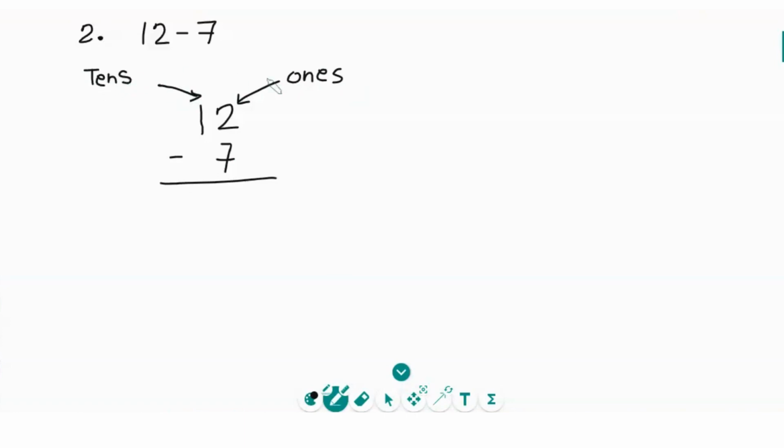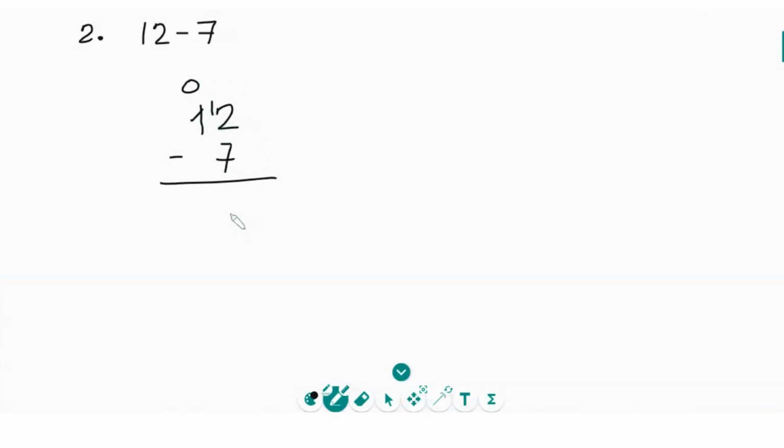Okay, so we can see that 2 and 7 are in the same column. However, 2 is smaller than 7. So this is where we use regrouping, or borrowing. So 2 minus 7. We're going to borrow 1 from the 1 on the left side of 2. So 2 becomes 12 and 1 becomes 0.